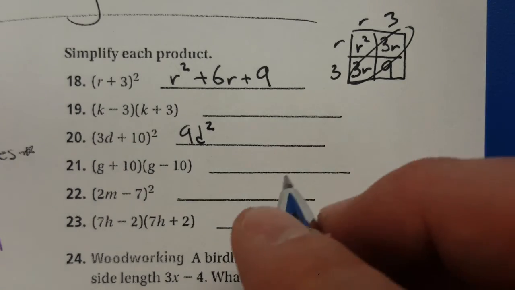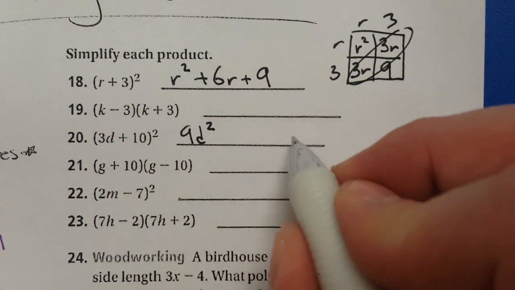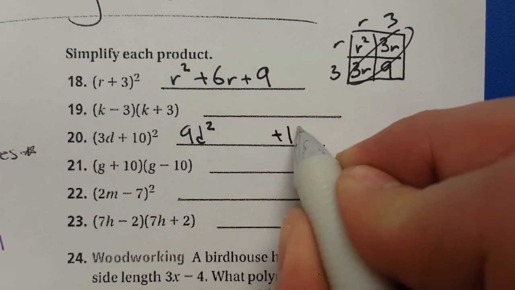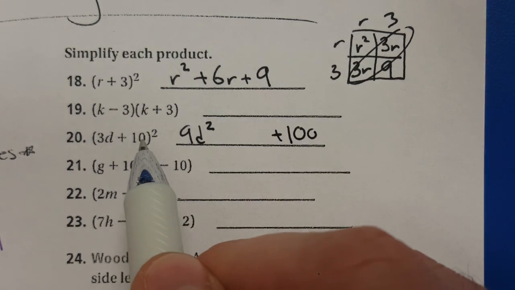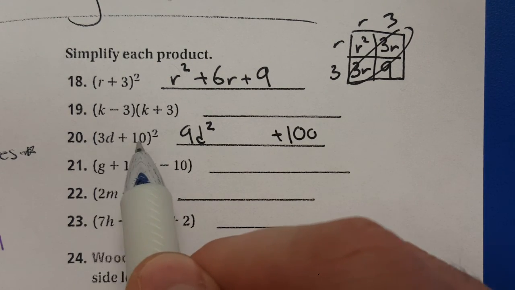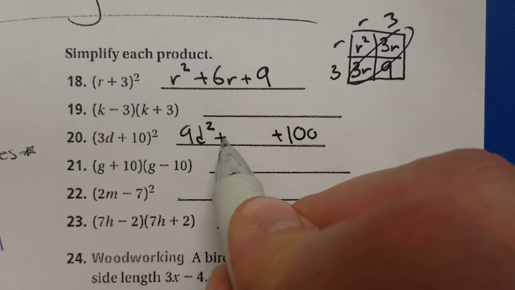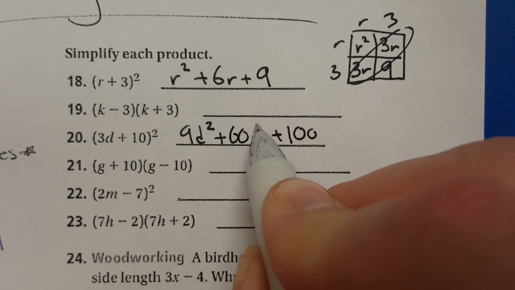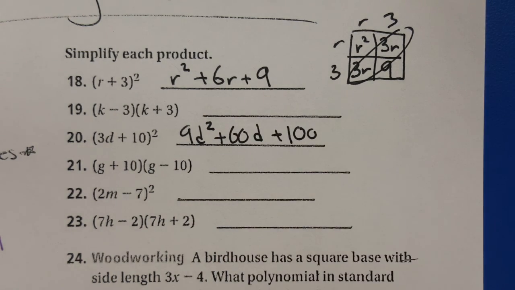Again, if you make a polybox, prove me wrong, go for it. 10 times itself is gonna be a positive 100. Okay. A double combo, one combo would be 30d. A double combo would be 60d. Again, make a polybox, prove me wrong.